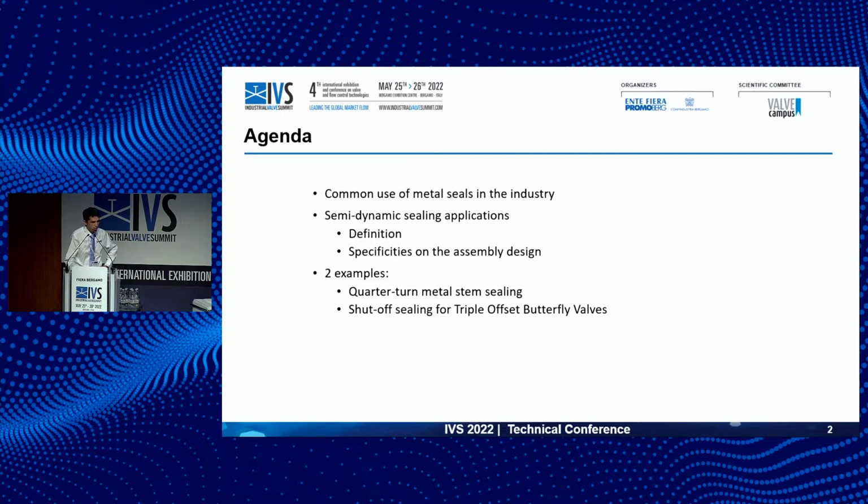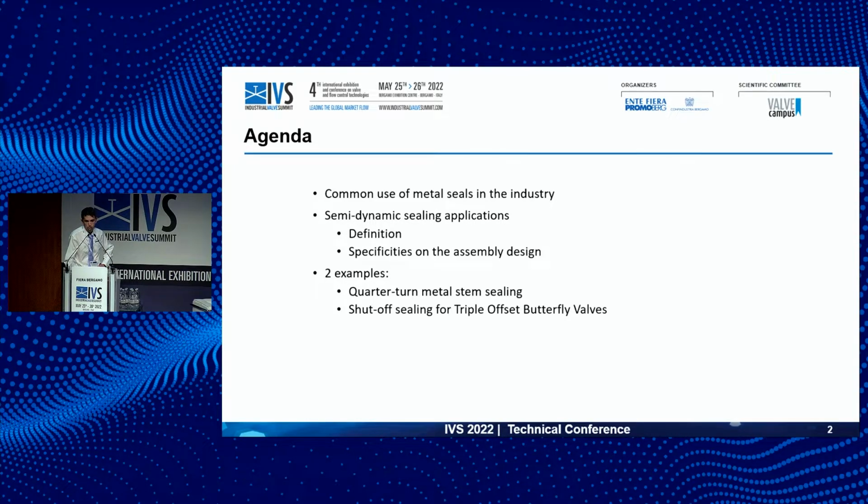So, the agenda of this presentation. First of all, I will remind you what is the common use of metal seals in the industry, or what is the current state of the art, I could say. After, I will talk about what the semi-dynamic sealing application is. I will just remind you of our definition at Technetics of semi-dynamic sealing, and explain some specificities of the assembly design when we have semi-dynamic sealing.